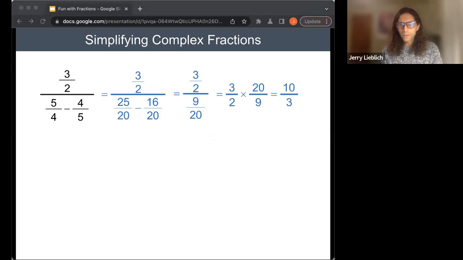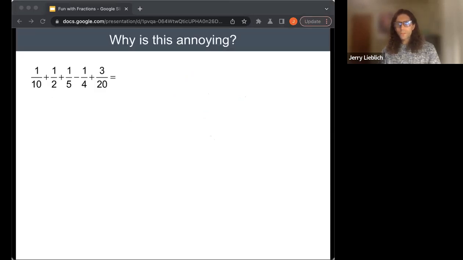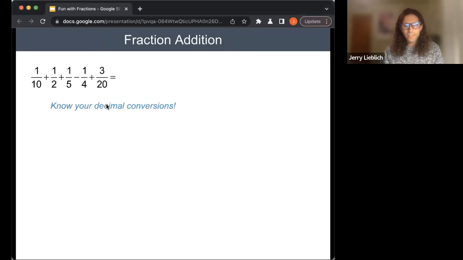So let's go ahead a little bit. Oops, we just did this. All right, so sometimes you may see something like this. And I would say this is pretty annoying, because to do this, I would have to get all these common denominators. It's a lot of work. So keep in mind, adding fractions, subtracting fractions, kind of a pain. Sometimes it's the best way to go, but sometimes it's best to just turn things into decimals.